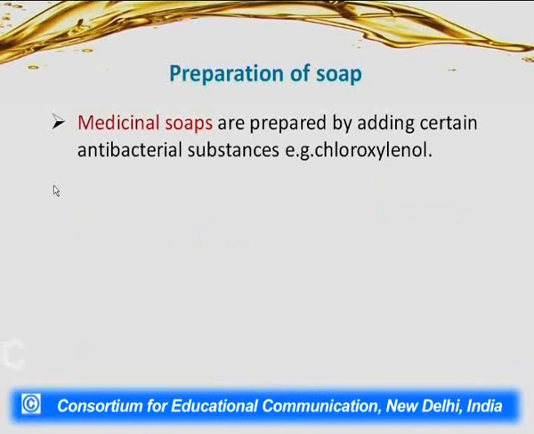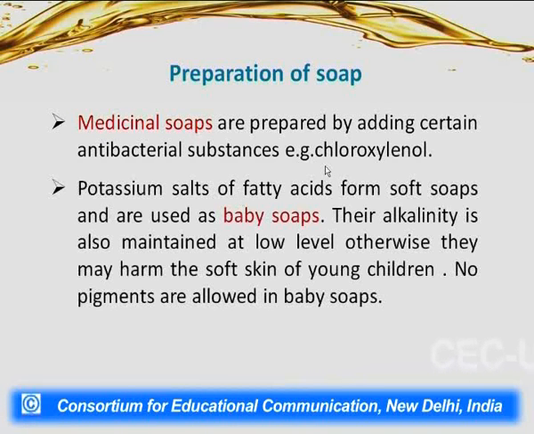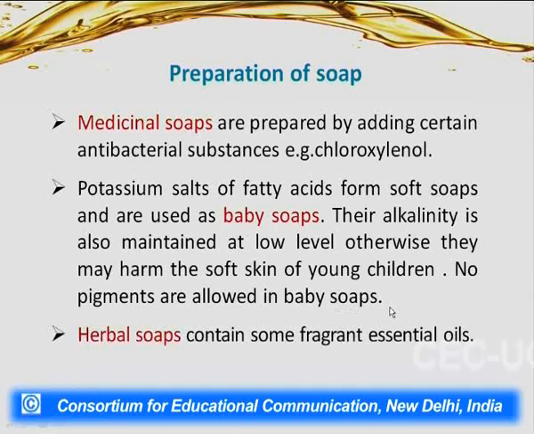Then medicinal soaps. They are prepared by adding certain antibacterial substances, like chloroxylenol, etc. to them. Then potassium salts of fatty acids form soft soaps, and they are used as baby soaps. The soaps which are used for children are always potassium salts and not the sodium salt. Their alkalinity is also maintained at a low level, meaning pH is properly controlled, otherwise they may harm the soft skin of young children, and no pigments are allowed in baby soaps. That is why all baby soaps are always white in color, they are colorless, no color is allowed.